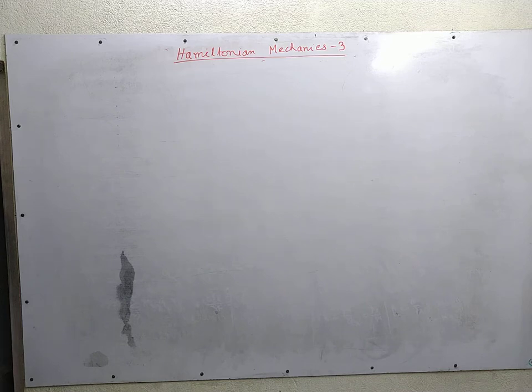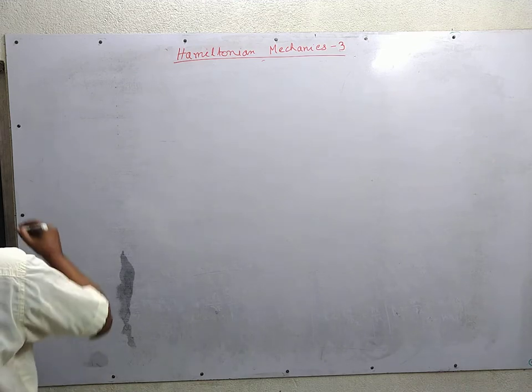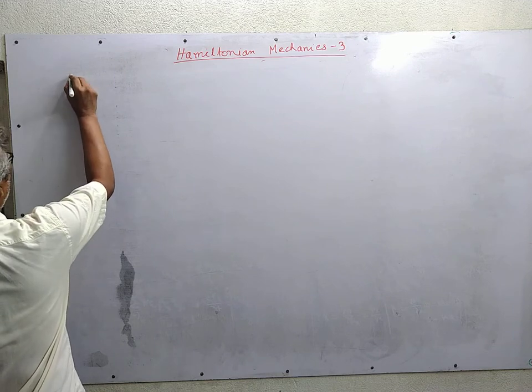And we have also shown that for a conservative system, for which the transformation equation does not involve time explicitly, the Hamiltonian is equal to the total energy of the system. Today we shall discuss two more aspects of Hamiltonian. Firstly, the constants of motion.